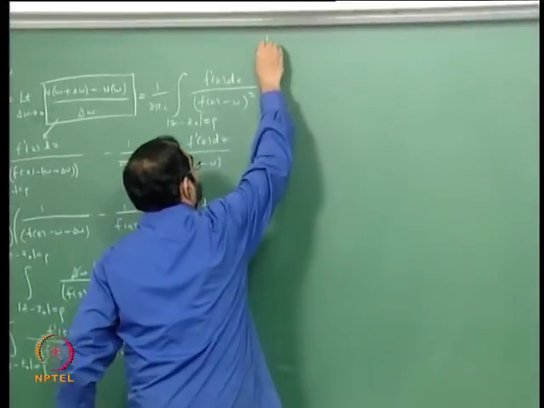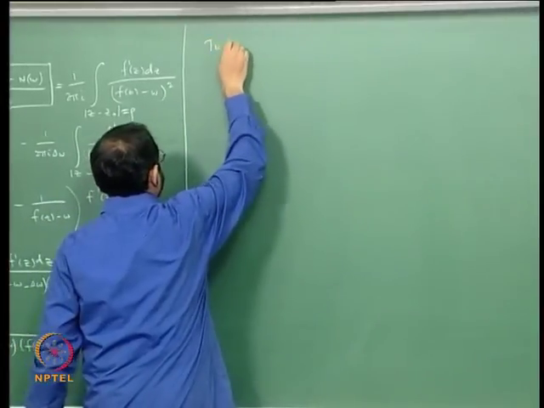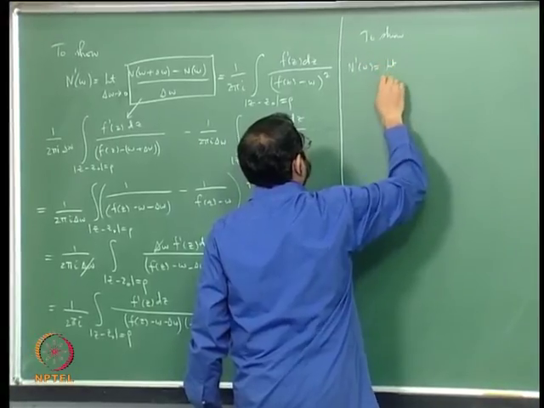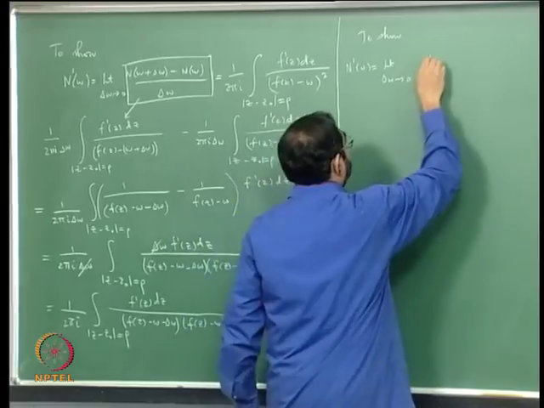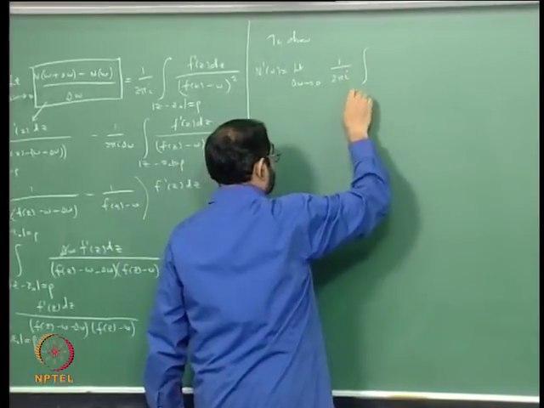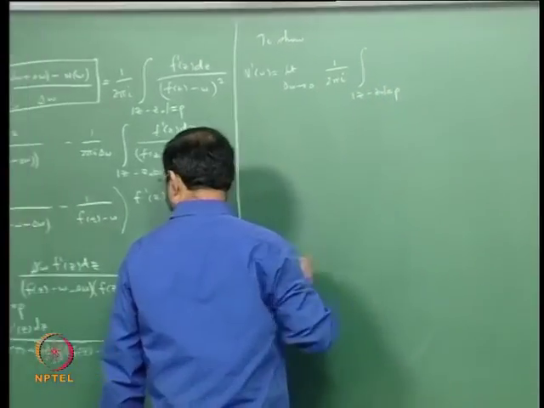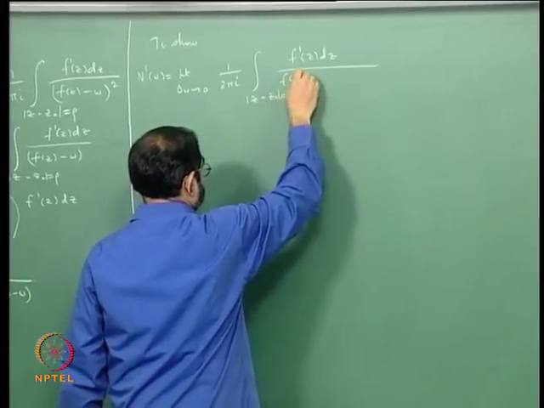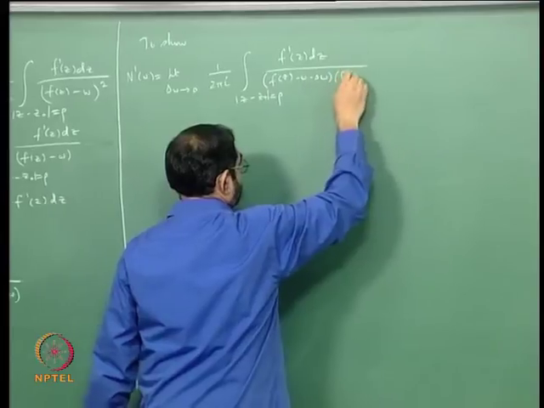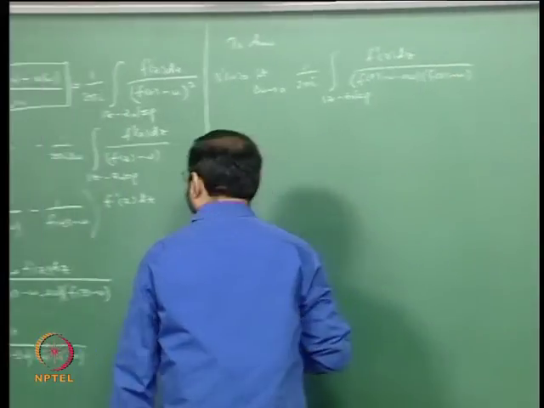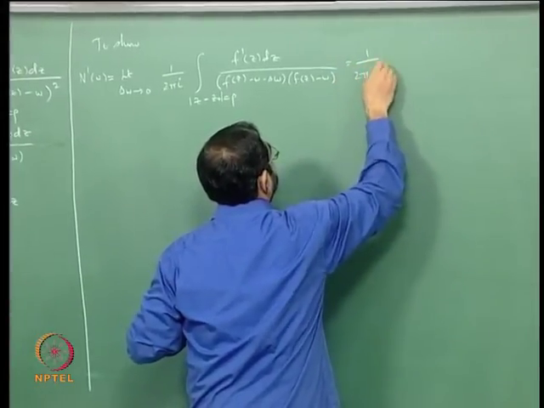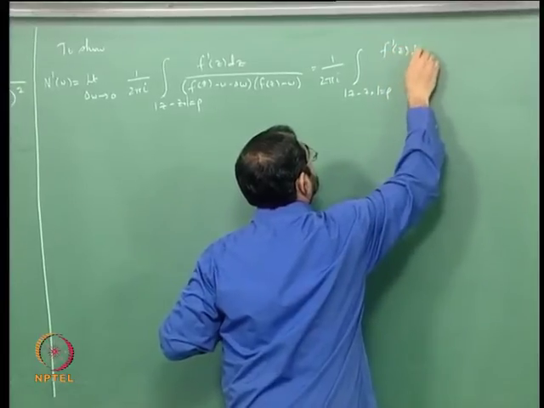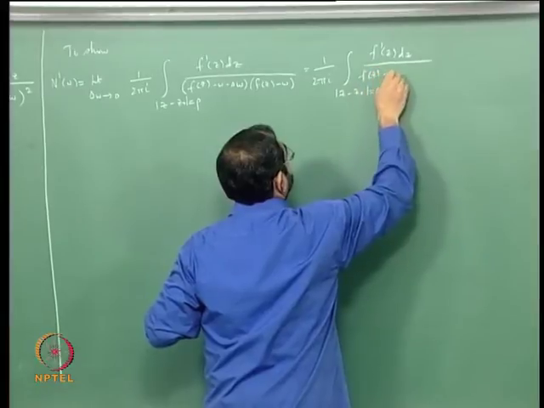So what do you have to show? Let me rewrite it. To show that n dash of w is equal to the limit as delta w tends to 0 of this quantity, 1 by 2 pi i integral over mod z minus z naught equal to rho of f dash of z dz divided by f z minus w minus delta w into f z minus w, that is equal to 1 by 2 pi i integral over mod z minus z naught equal to rho of f dash of z dz by f z minus w the whole square.